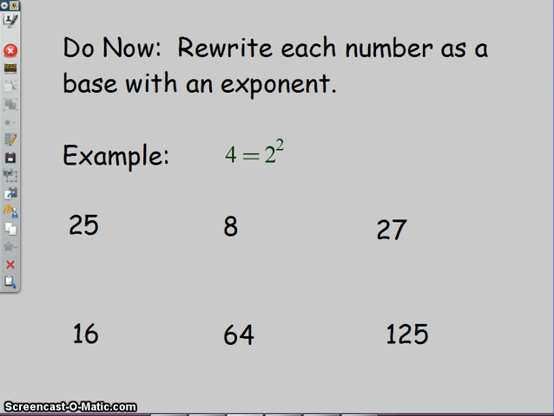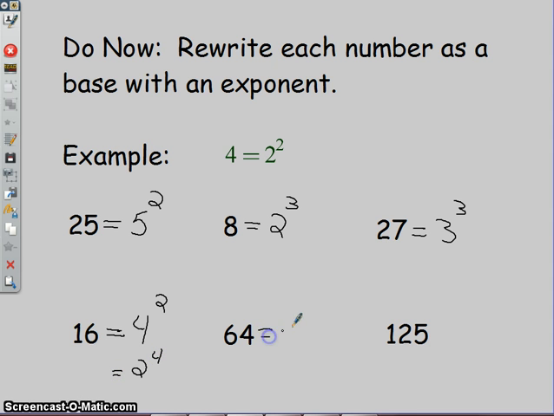The example shows us 4 equals 2 squared, so that tells us kind of what to do. 25, we know, can be rewritten as 5 raised to the second power. 8 can be rewritten as 2 to the third power. 27, 3 to the third power. 16 can be rewritten 2 ways, either 4 squared or 2 to the 4th power.